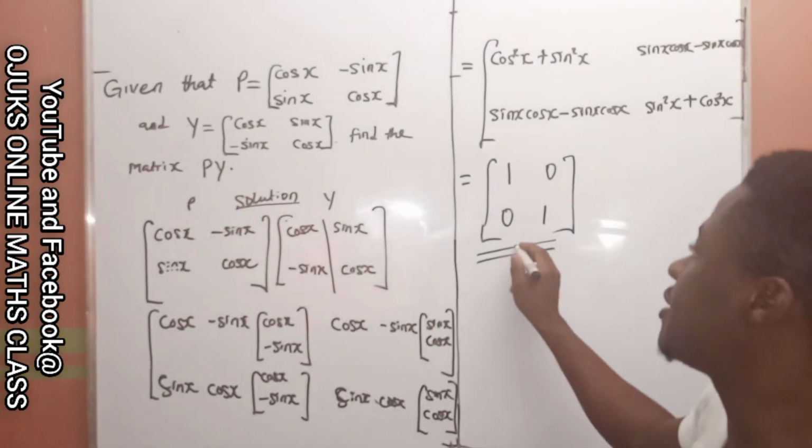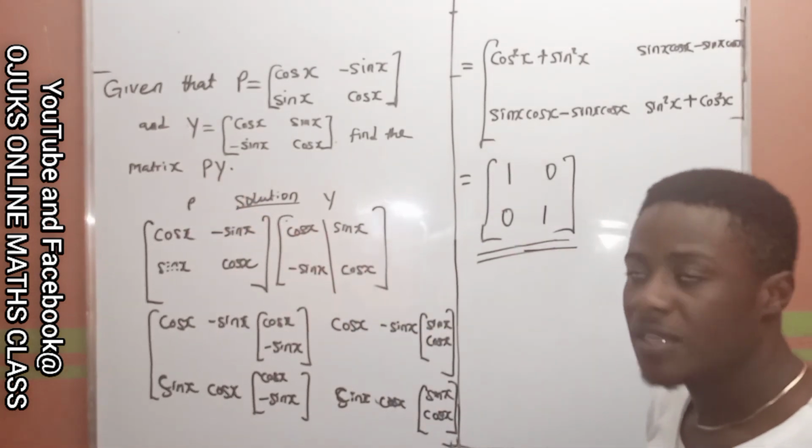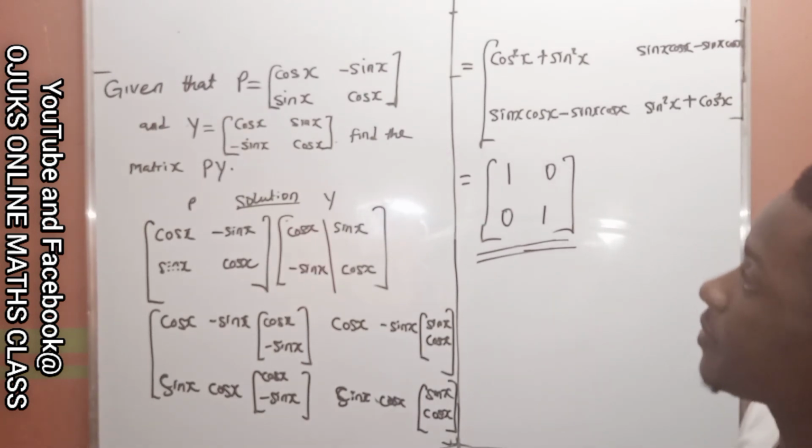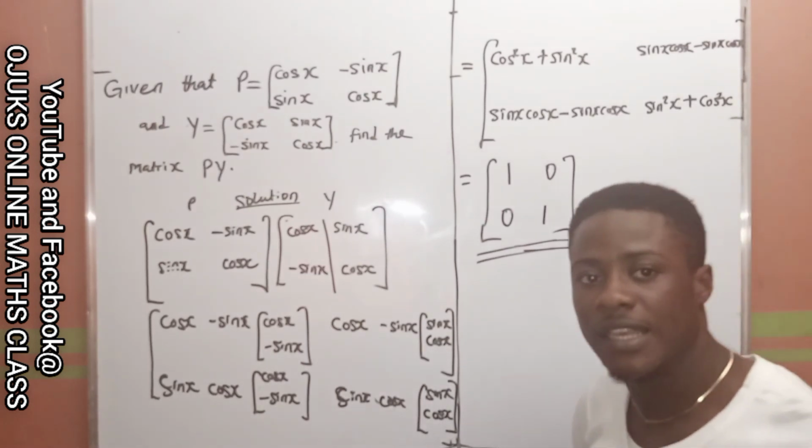So as you can see, this is a unit matrix. So solving matrices involving trigonometry is as easy as ABC.